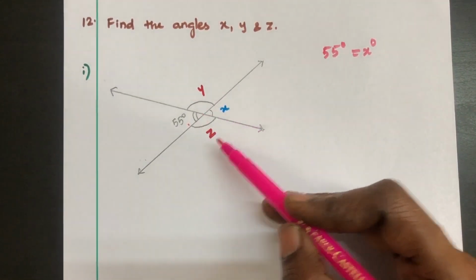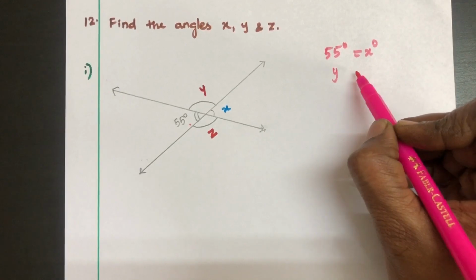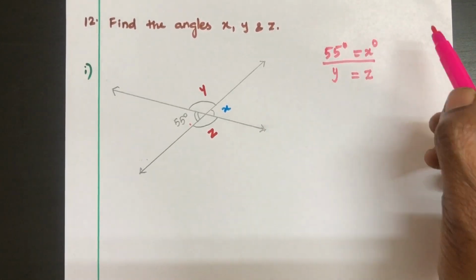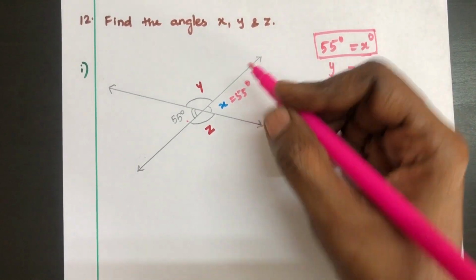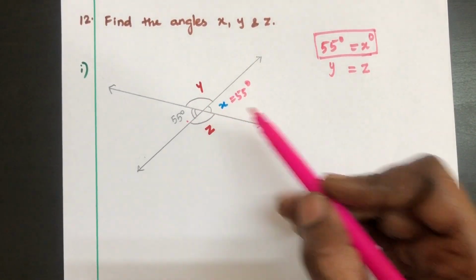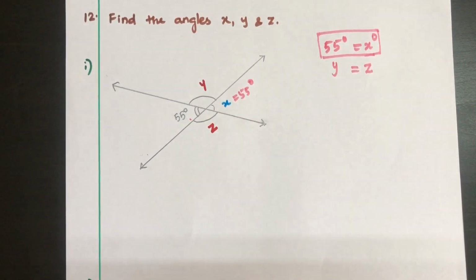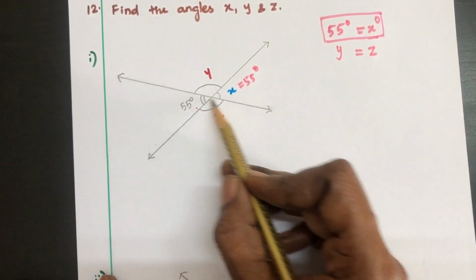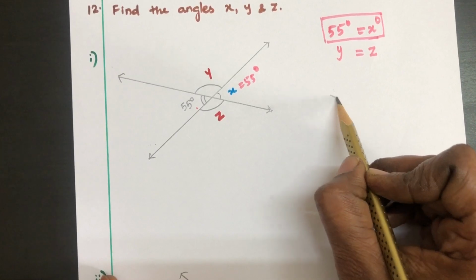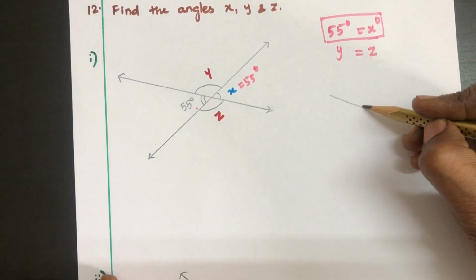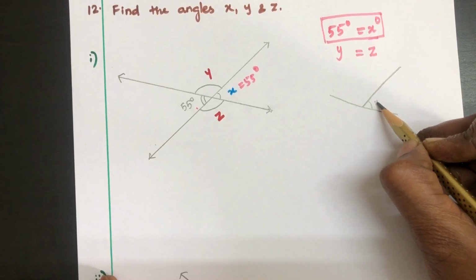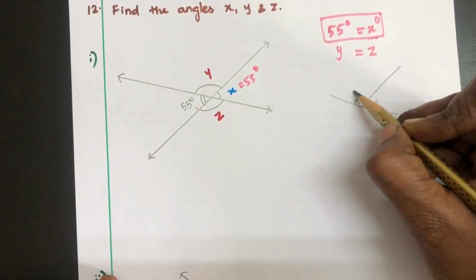Similarly, y is equal to z. We have found out x equals 55 degree. Now we are going to find what is y and what is z. For that, we can use the linear pair method. See here. Linear pair means one straight line, and over that one line another line should come like this. If it comes, this is x and this is y.